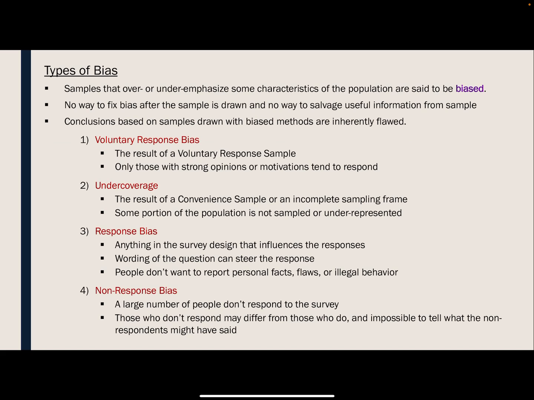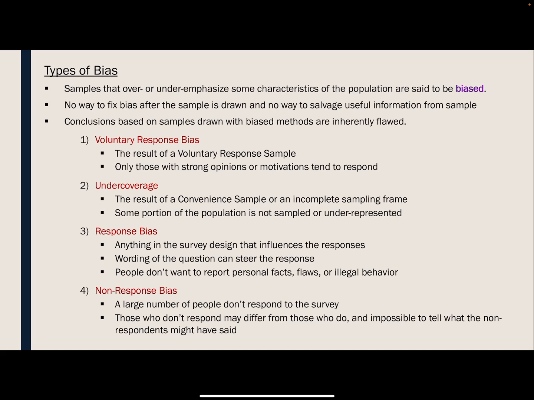All right, so samples that over or under emphasize characteristics of the population are said to be biased. And we want to have samples that don't have any bias. Now, if you were to look up types of bias, you would see a huge amount of types of bias. We're going to specifically talk about 4 that have to do with sampling.